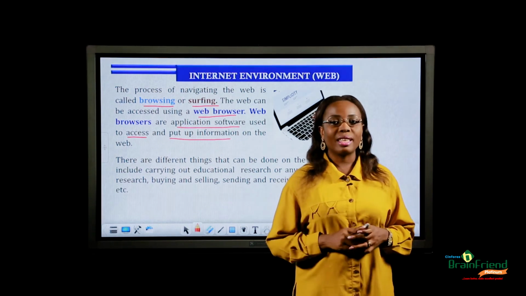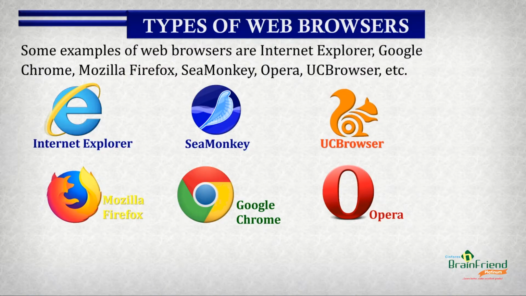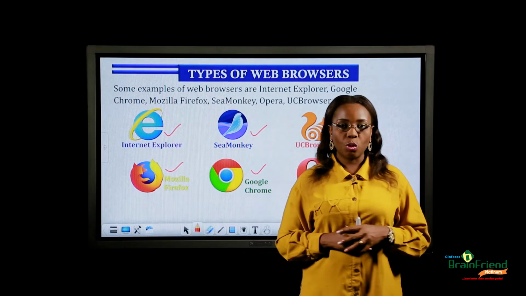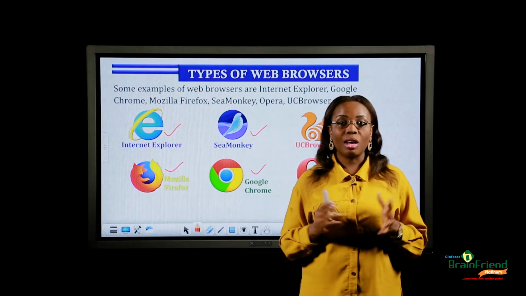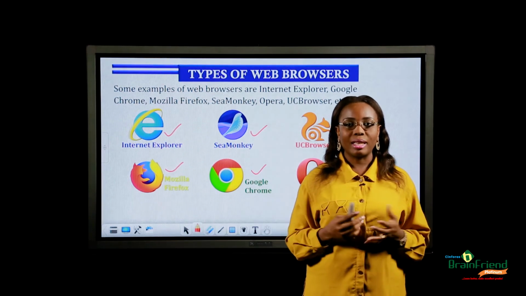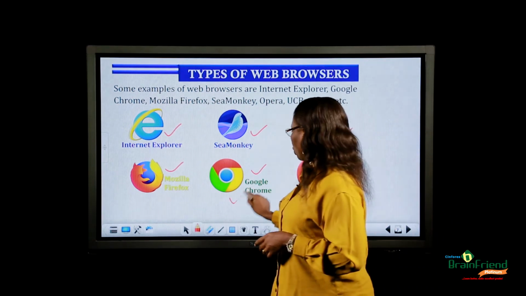There are different examples of web browsers. Some of them are Internet Explorer, SeaMonkey, UC Browser, Mozilla Firefox, Google Chrome, Opera Mini, and so on. For the next part of this lesson, we're going to open up one of these web browsers so we can see what a web browser looks like and the different features that help us access and navigate the web. So let's open up Google Chrome.